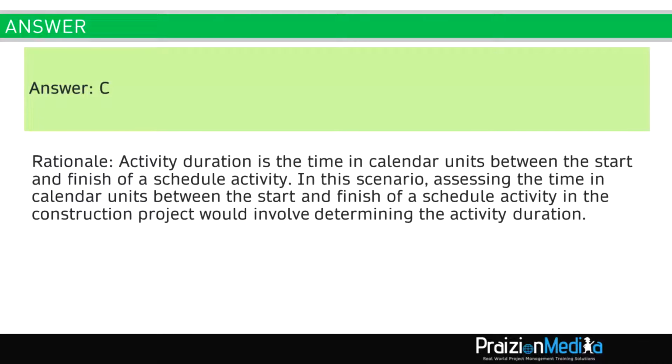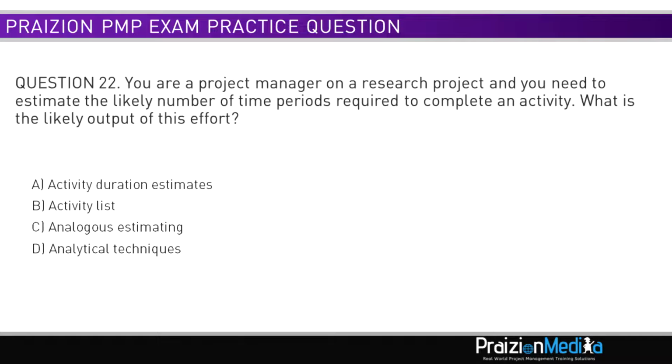Answer: C. Rationale: activity duration is the time in calendar units between the start and finish of a schedule activity. In this scenario, assessing the time in calendar units between the start and finish of a schedule activity in the construction project would involve determining the activity duration.